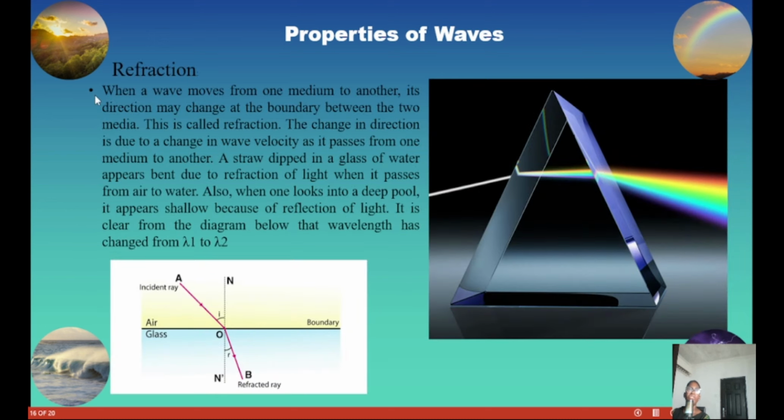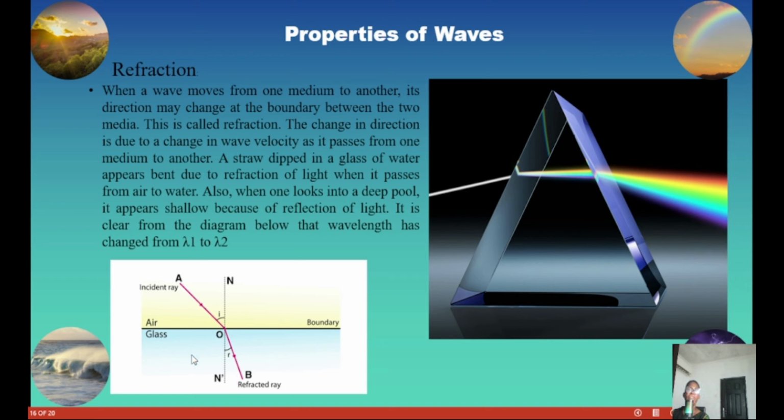So refraction, another property of waves. When a wave moves from one medium to another, its direction may change at the boundary between the two media. This is called refraction. The change in direction is due to a change in wave velocity as it passes from one medium to another. As you can see, this light ray was coming from air, but when it entered water, which is another medium, there was a difference. That is what is called refraction.